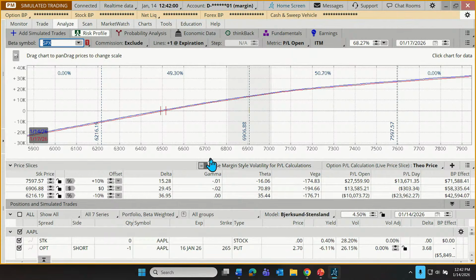And let's see, was there another question that came in? Delta's higher. Okay, yeah, I don't know quite the context of that.